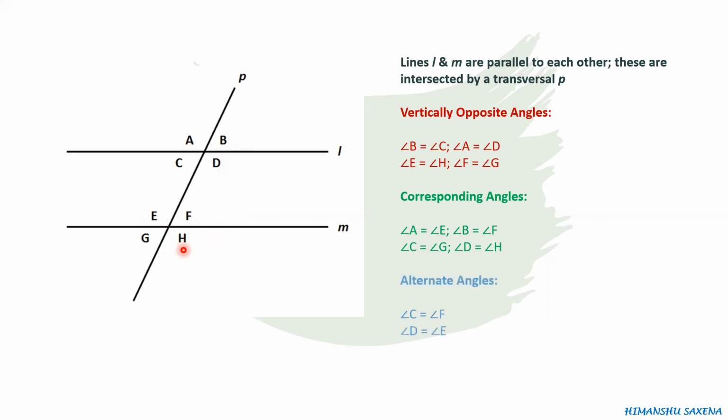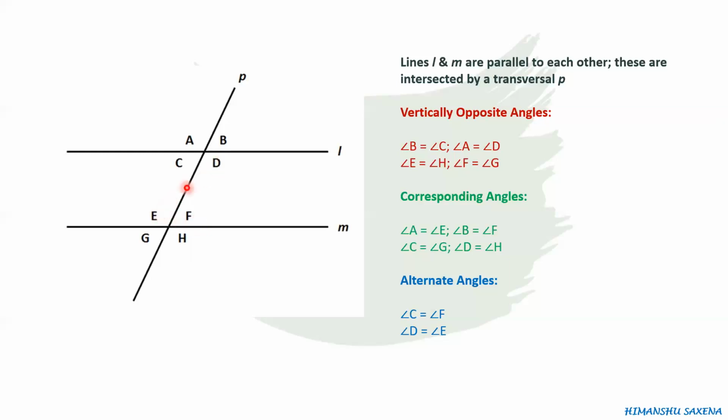Next set of angles are called alternate angles. Now alternate angles are again formed when two parallel lines are intersected by a third line. So here C and F are alternate angles. These are lying on the opposite side of the transversal. So angle C is lying on the left side while angle F is lying on the right side. And they are inside these two parallel lines. So these C and F are called alternate angles and they are equal to each other.